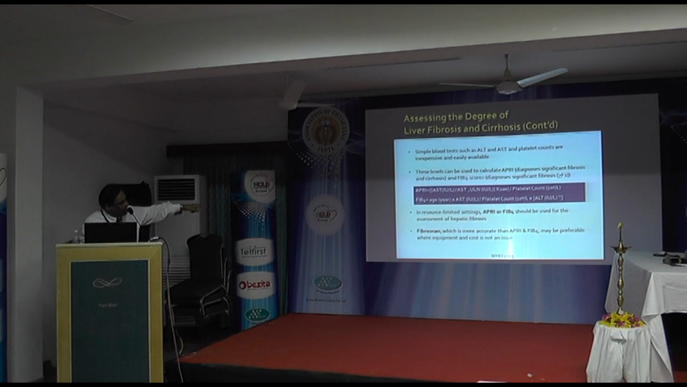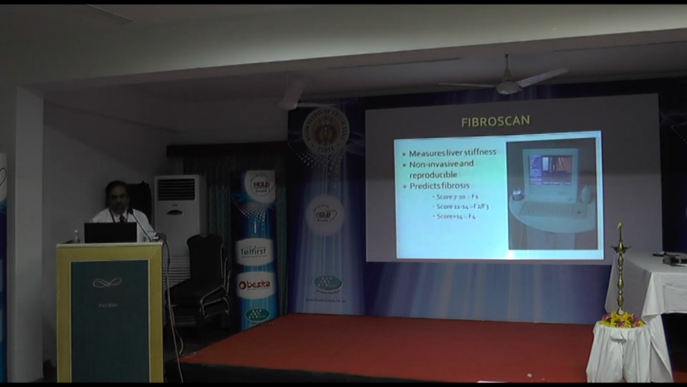And similarly, there is this FIB4, which takes into account the age, AST, ALT, and platelet count. So these are simple features which you can use in order to decide whether the patient is at high risk for fibrosis. Therefore, in a resource-limited setting, use this as a non-invasive marker, although FibroScan will be more accurate. And FibroScan has been validated against the standard histological staging and certainly is advantageous.